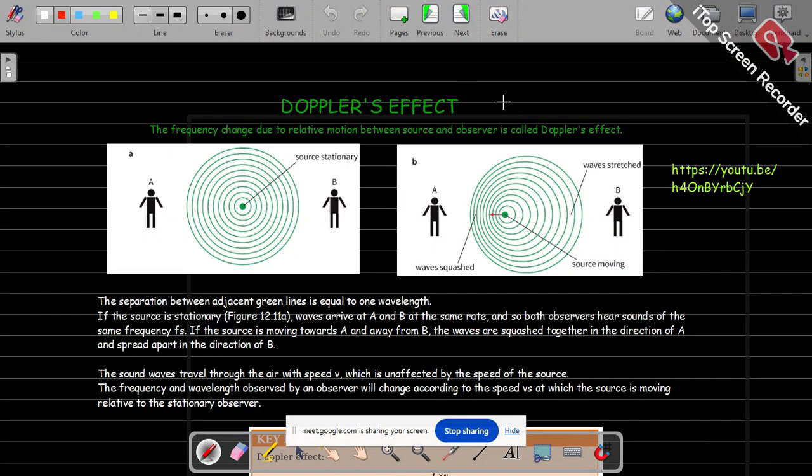Now, what is Doppler's effect? Have you noticed that whenever a source of sound, be it a car with a honking horn, an ambulance, or a train, moves closer towards you, the pitch of that sound, that is its sharpness, starts to increase?